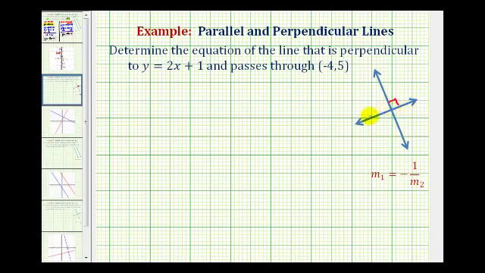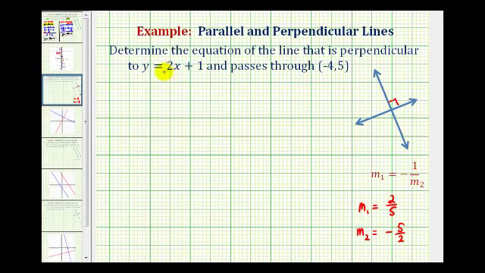So for example, if this first line had a slope of, let's say, 2/5, then the slope of the second line here would have to be the negative reciprocal, meaning we'll flip this over and then change the sign. So it's going to be negative 5/2. Okay, so back to our problem.